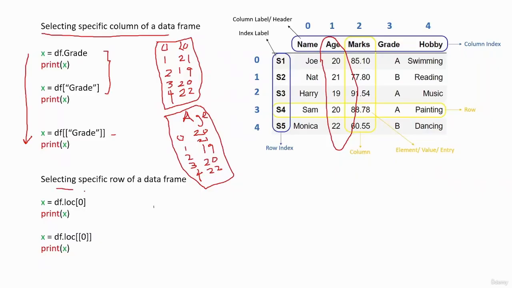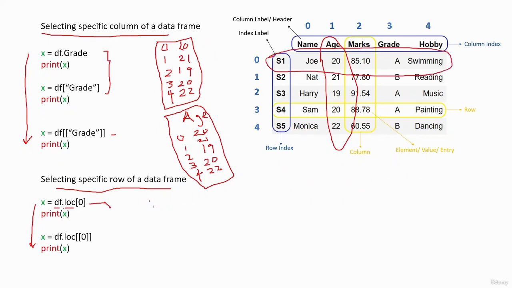Now let us see how to select a specified row in a data frame. So these are the syntaxes for selecting a specified row. First we have to specify the name of the data frame. Then we have to put a dot. Then we have to type loc. Then within the square brackets we have to specify the index of the row. So this command will return this row as a pandas series.